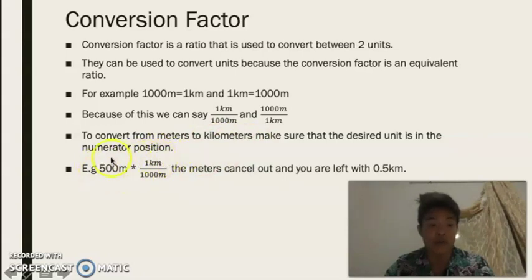So we would do 500 meters multiplied by 1 kilometer divided by 1,000 meters equals 0.5 kilometers. Because the units meters will cancel out, you are only left with kilometers.